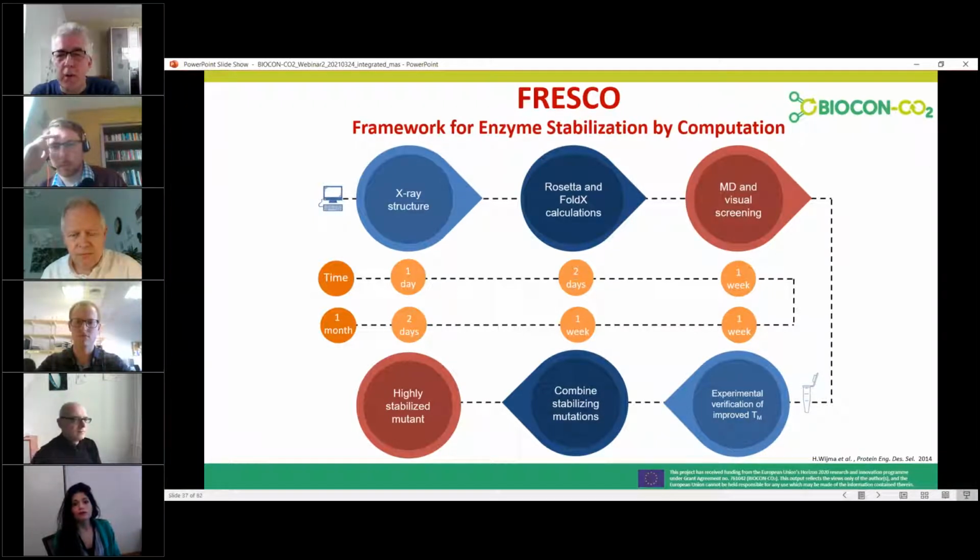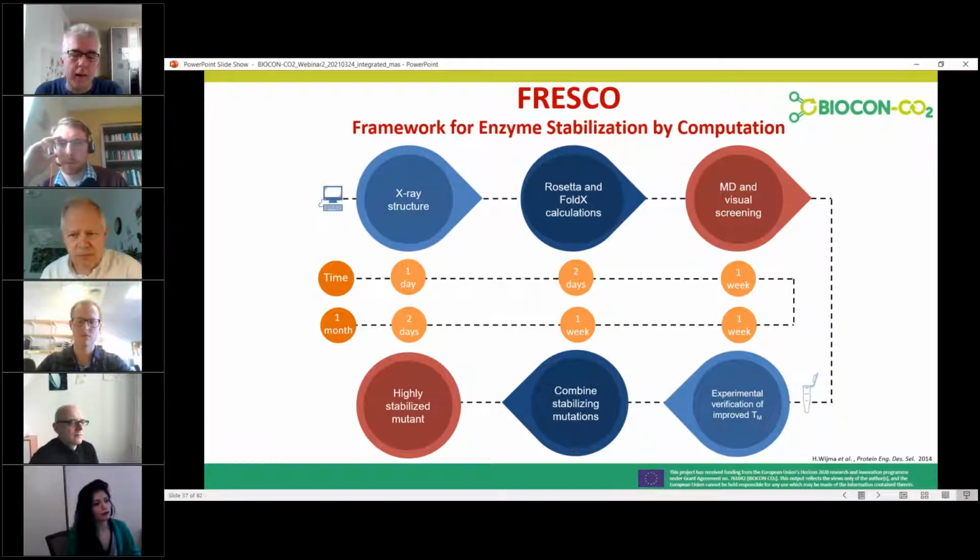Computers are still not perfect, or at least the programming is not perfect. You still need visual inspection. That is the third step here. So it takes days to go through all the hundreds of predictions and select the best ones, at least based on our visual inspection. And then on the lower part of the slide are the experimental steps. So then we typically take 100 or 200 mutants. We make them in the lab. It takes a week. We screen them also in that same week for thermostability.